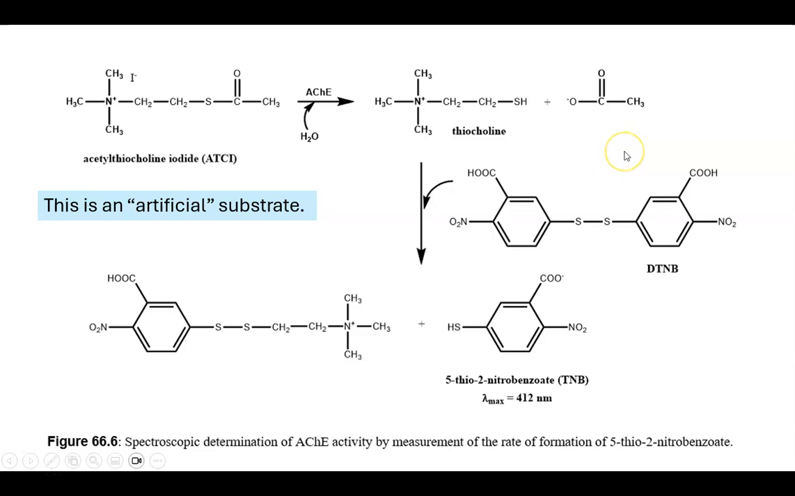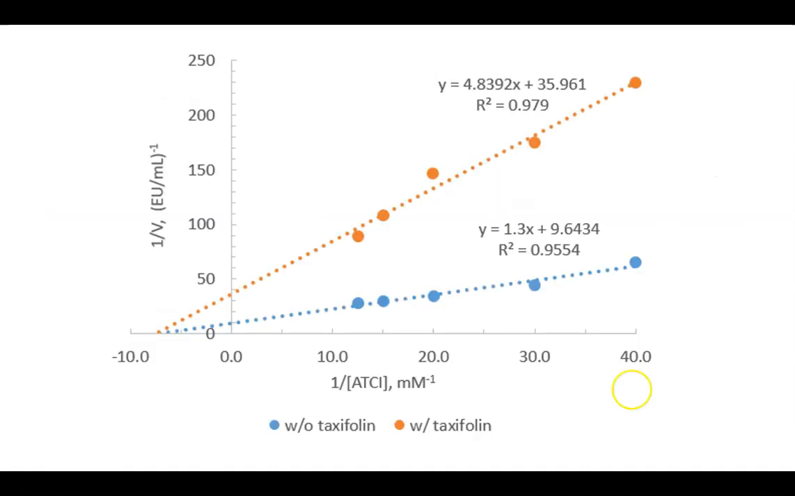All of these are colorless, so this isn't going to help us. But if we throw in some DTNB into our assay mix as well, then a reaction occurs where we release this moiety right here of the DTNB. So there's a reaction that occurs and produces this thionitrobenzoate, and that is a yellow compound. So here we can monitor the reaction spectroscopically. So again, artificial substrate, but it lets us have some way of knowing how speedy the reaction is. Again, we get the same kind of appearance. We have a non-competitive inhibitor here too. So different enzyme, different substrate, but we still have non-competitive inhibition.